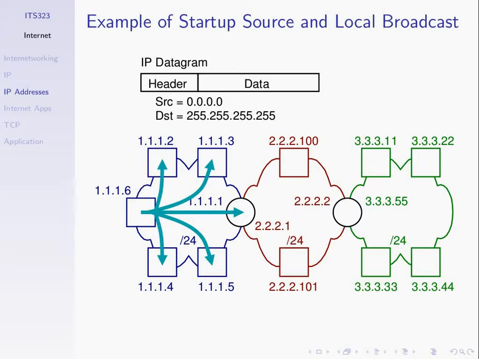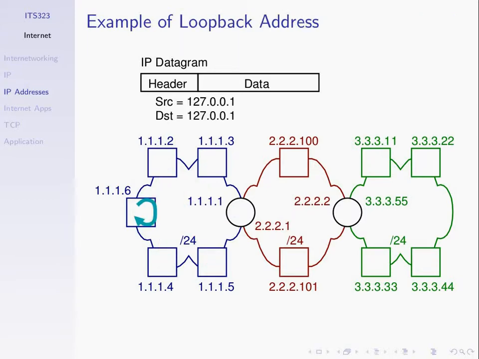Last example, or last special case address. So we've got 4 so far. All zeros, startup source address, all ones in binary, local broadcast, and then the 2 previous ones of network address and directed broadcast. The last one, sometimes you want to send to yourself for testing purposes. This is called the loopback address. And in dotted decimal notation, it's normally something like 127.0.0.1. Send to yourself. It doesn't go outside of your computer.